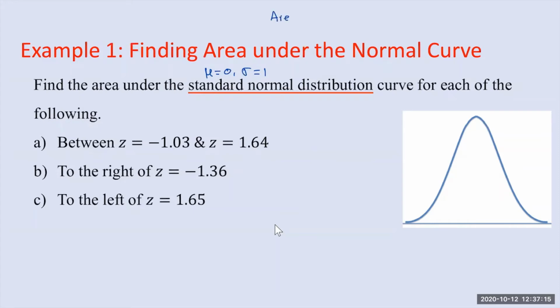This is what you're using in your calculator. Area is equal to normalcdf, the normal cumulative distribution function in your calculator. Inside the parentheses, you'll use the lower value, the upper value, the mean, and the standard deviation. This is the special command that we'll be using in our TI-84 calculator to find the area under the normal curve under each of these situations given here in A, B, and C. So that's like a formula.